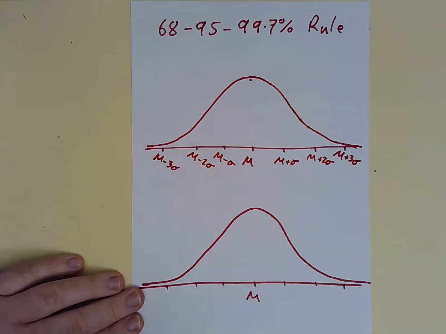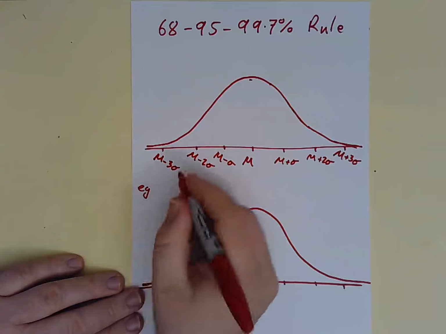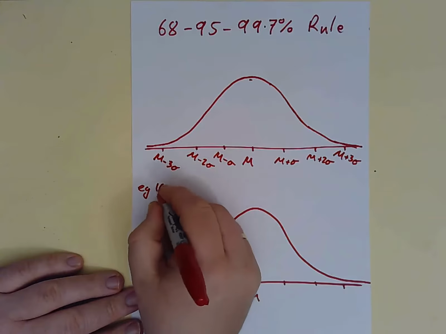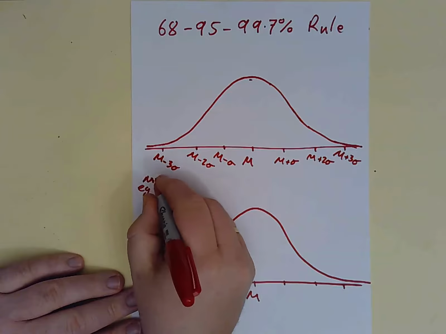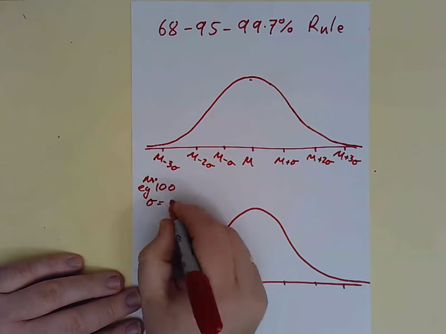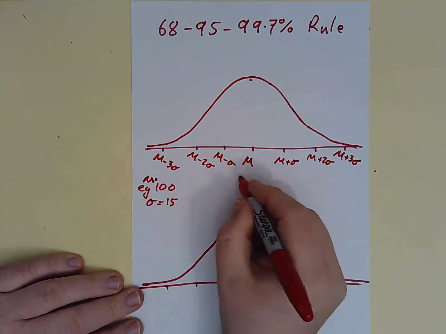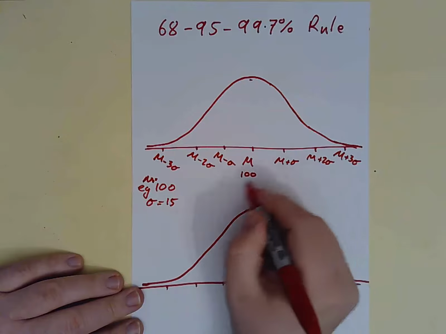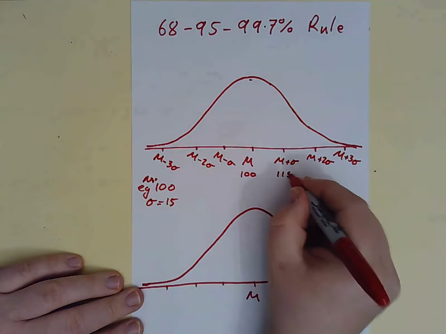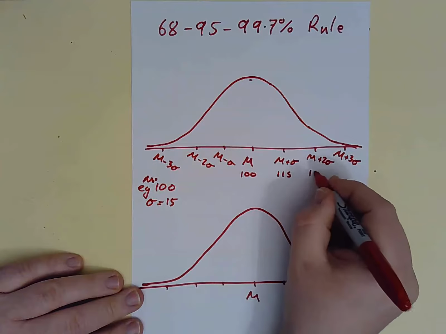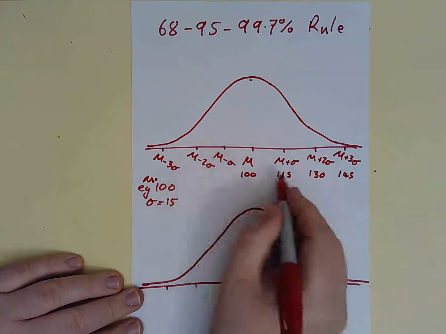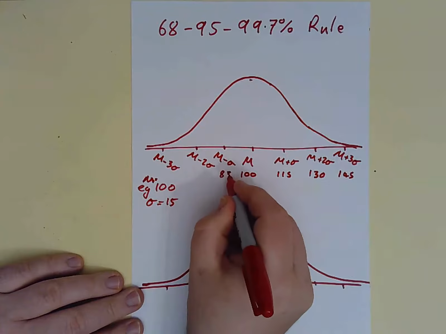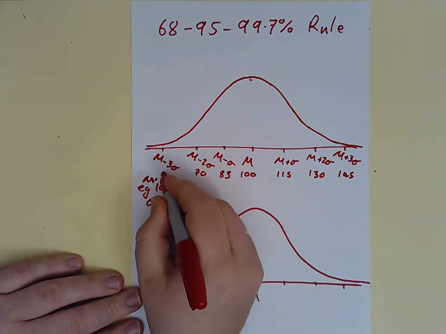So to give this an example, if we're talking about IQ, because we talked about it the other day, we've got a mean equals 100, standard deviation equals 15, so that's going to be 100, and then 100 plus 15 is 115. 2 standard deviations, 130. 3 standard deviations, 145. Going down, I've got 85, 70, and 55.